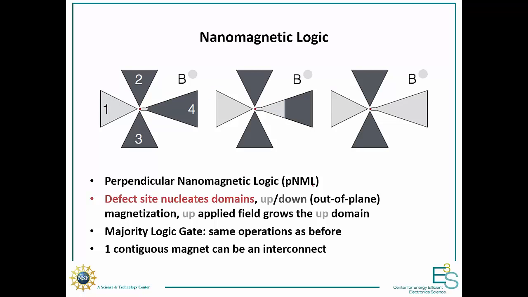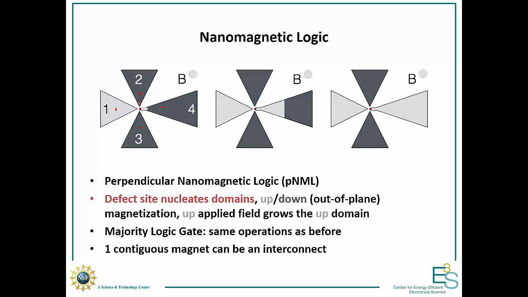So here's another version of NML. This is called perpendicular NML, and that's because the orientation of these magnets are pointing out of the slide. Now, the way that this works is this is also a majority logic gate. It has also 1, 2, and 3 inputs and an output.